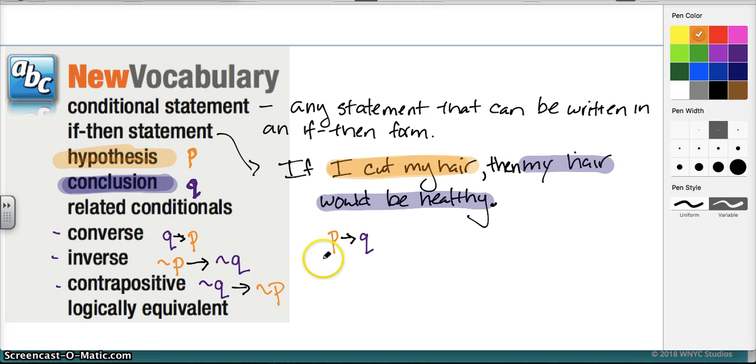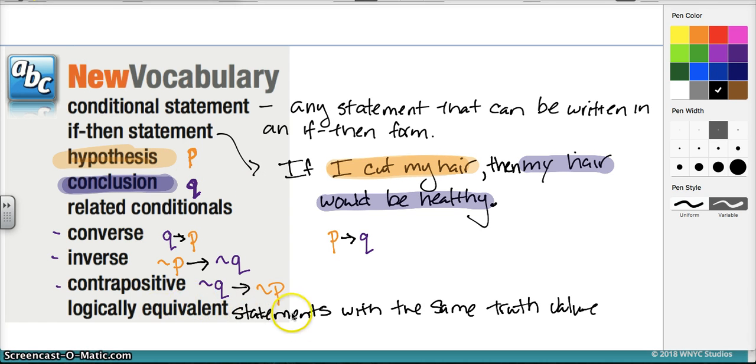So let's see what that looks like. The opposite of the conclusion, I know this is a little tricky, is going to imply the opposite of the hypothesis. So my hair is not healthy. If my hair is not healthy, then I did not cut my hair. Do you see that? And so logically equivalent refers to statements with the same truth value.